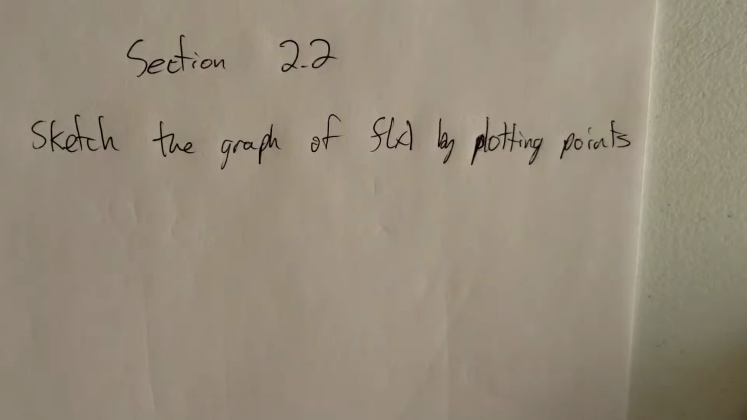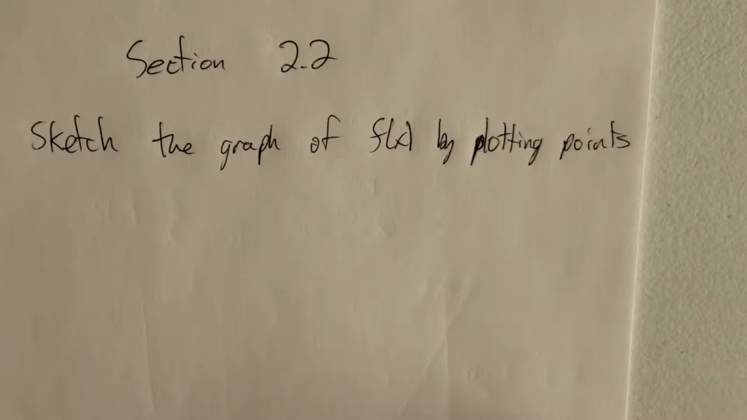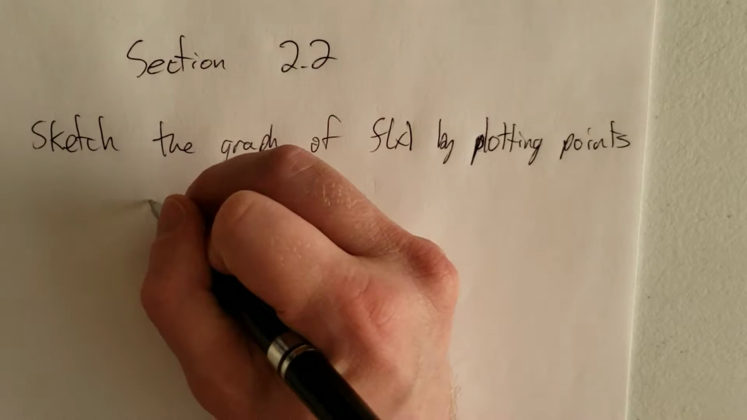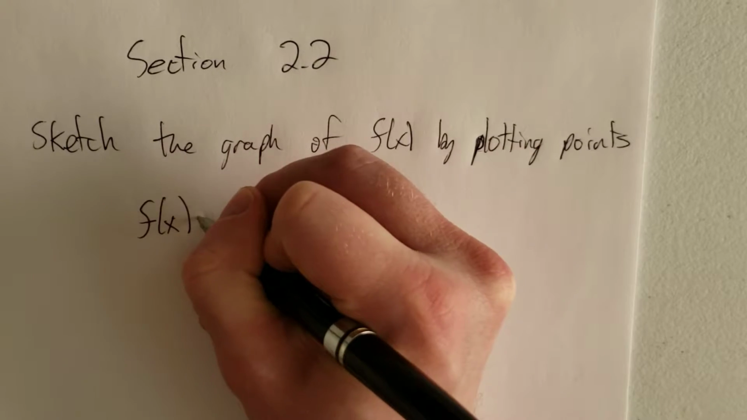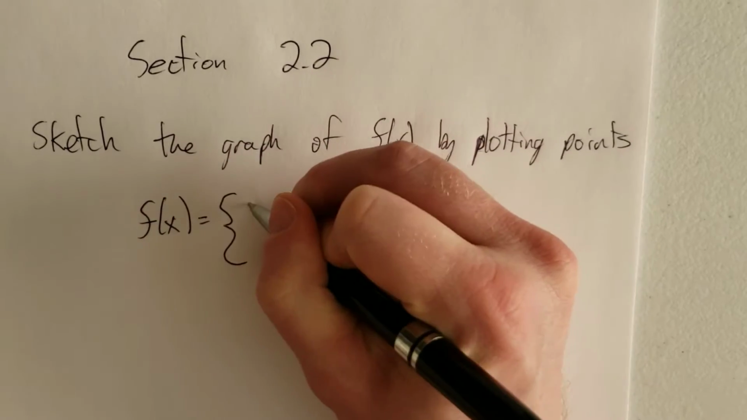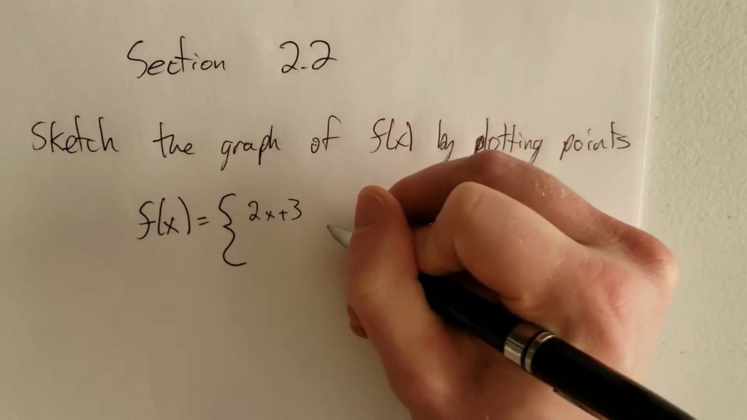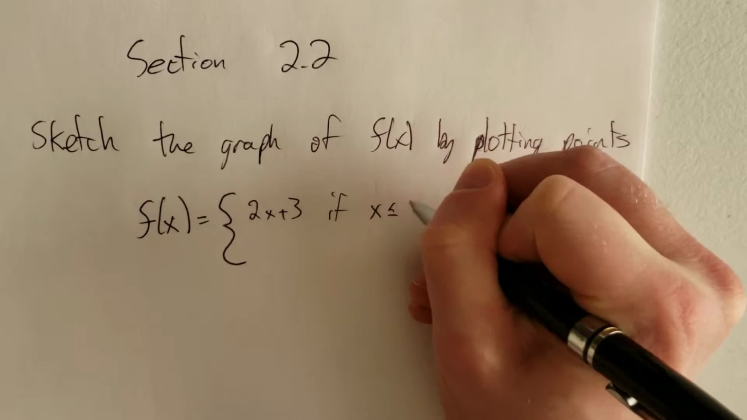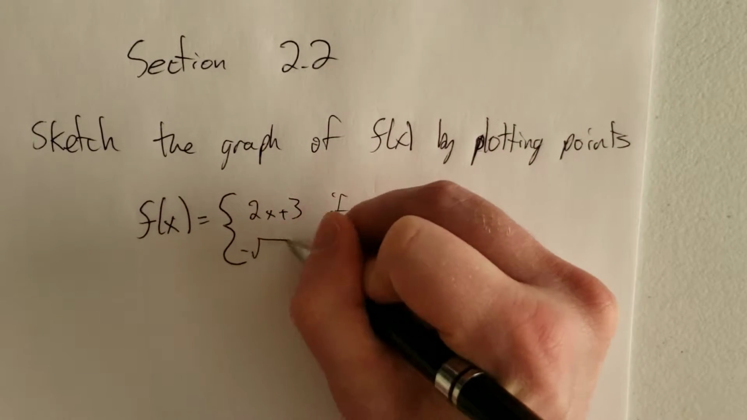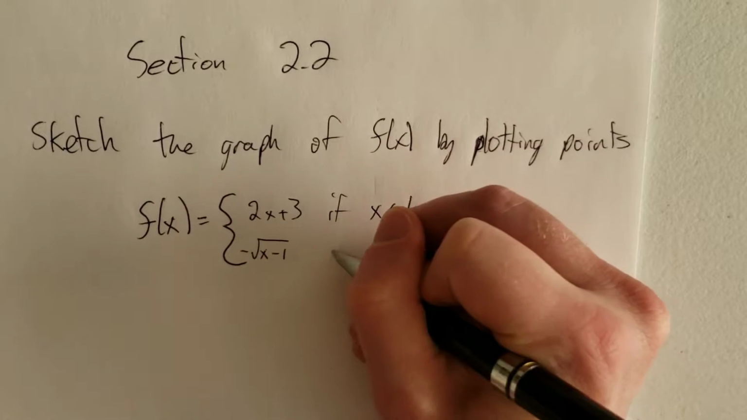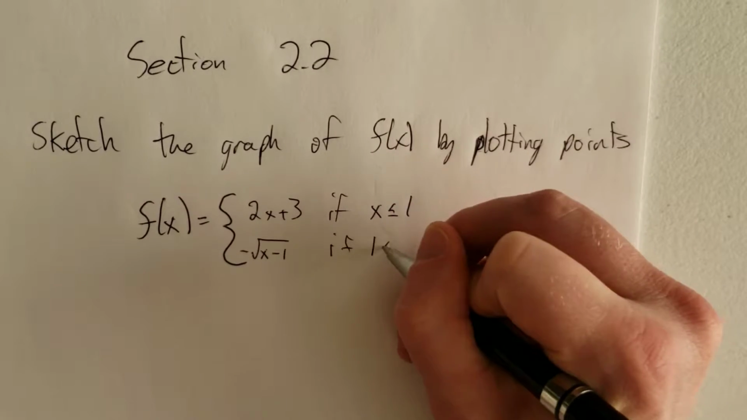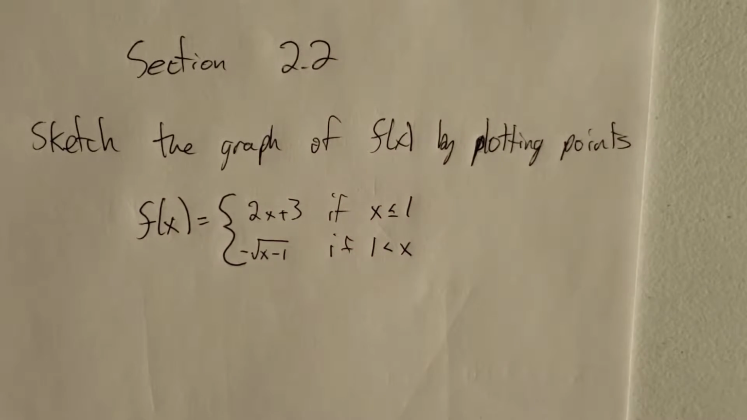All right, for section 2.2, I just want to focus on one example today. We're going to sketch the graph of f(x) by plotting points. In particular, I want to sketch this piecewise function: f(x) is equal to 2x + 3 if x is less than or equal to 1, and negative square root of (x - 1) if 1 is less than x, or in other words, x is greater than 1.